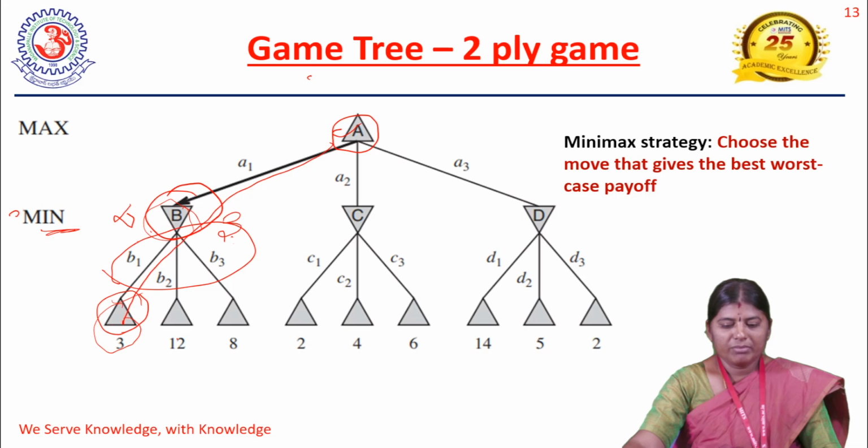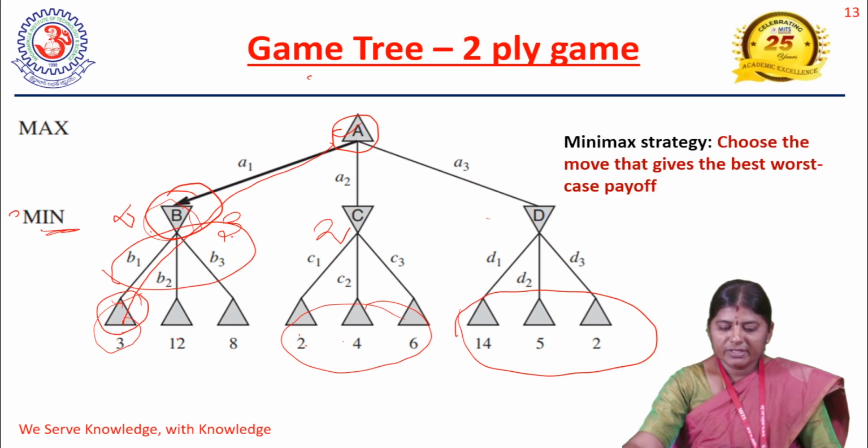In the same way here, among 2, 4, 6, among all these three values, the minimum value is 2, which is being backed up or propagated to its parent C. Likewise, in the case of D, the minimum value of its children, 2, is being propagated to the node D. Since it's a turn for min player, it takes the minimum value.